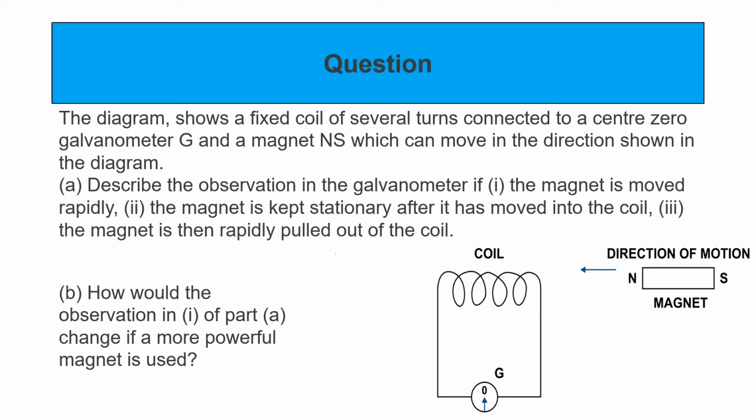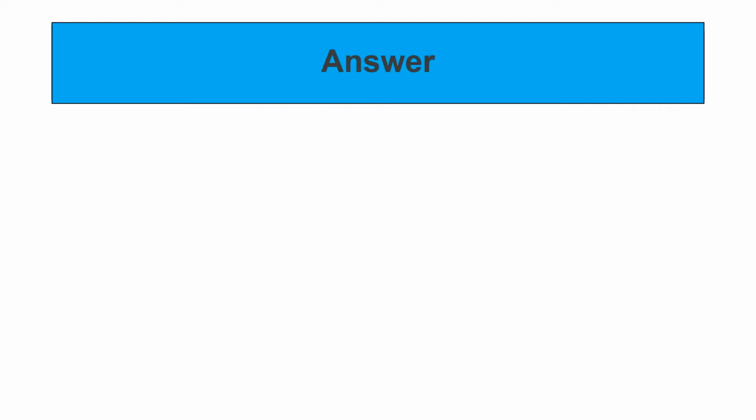In the B part of the question, they are asking you how would the observation in part A change if a more powerful magnet is used. In this case, if you are using a more powerful magnet, when the magnet is moved rapidly, what would be the observation? This is the question. This is from exercise 10C. How will you answer this question?